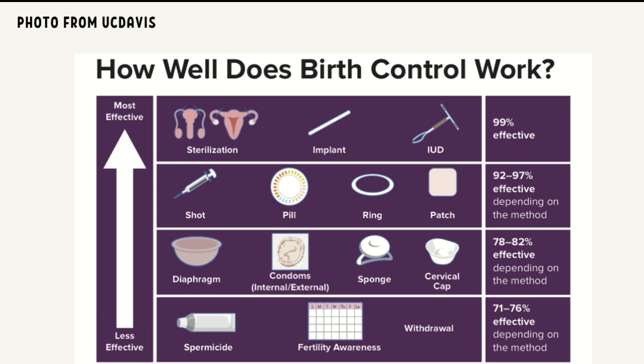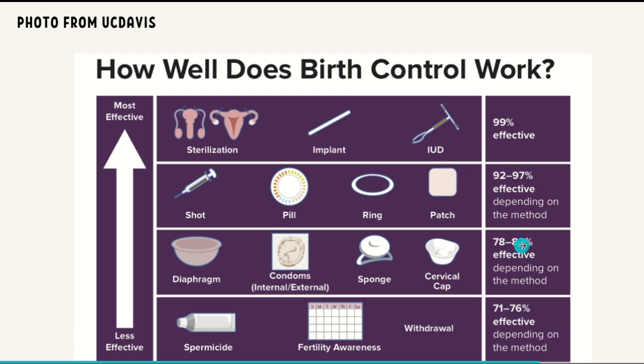because if somebody is ovulating, that would be the time when they're most likely to get pregnant, right? For some reason. We don't know the science behind that, but whatever. Okay. So, less effective. This is 71 to 76% effective.